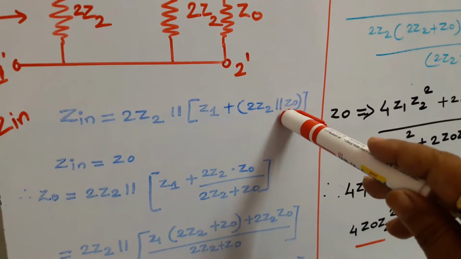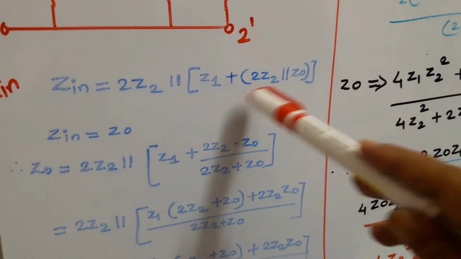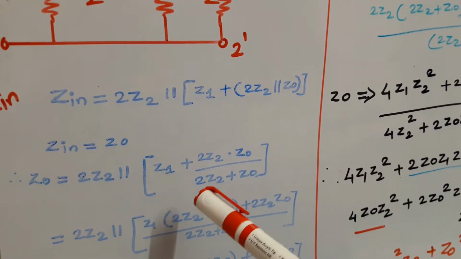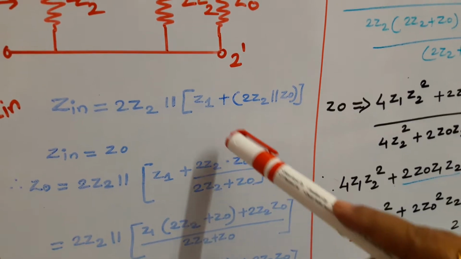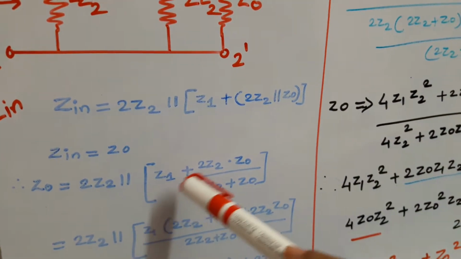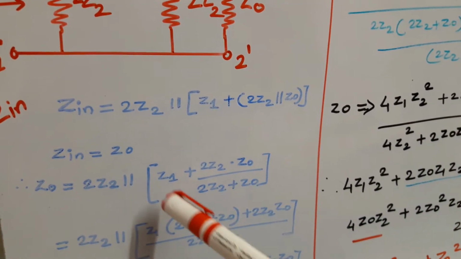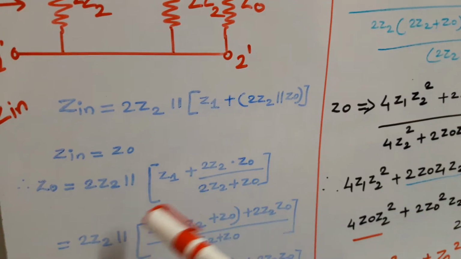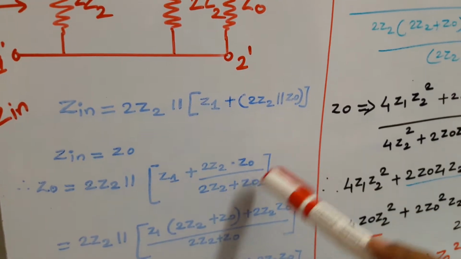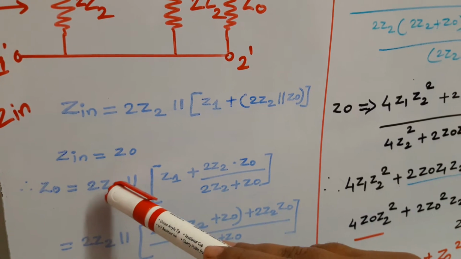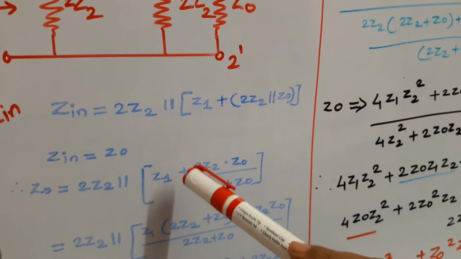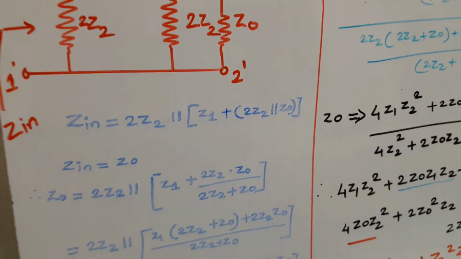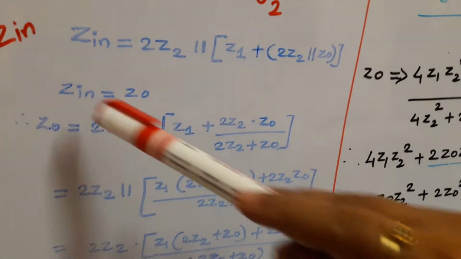Twice Z2 is in parallel with Z0, so we will have this bracket: twice Z2 into Z0 divided by twice Z2 plus Z0. This is in series with Z1, so Z1 will be added with this combination. Now this entire thing will be in parallel with twice Z2. So this bracket multiplied by twice Z2, divided by this bracket plus twice Z2, will be Zin.